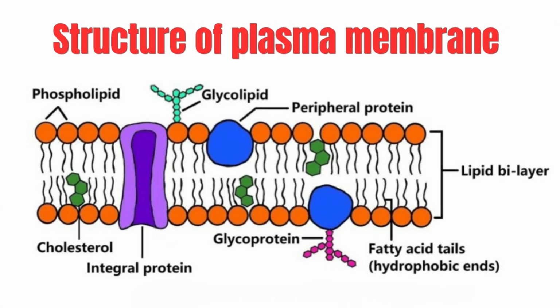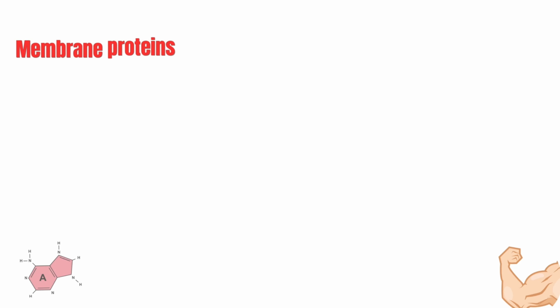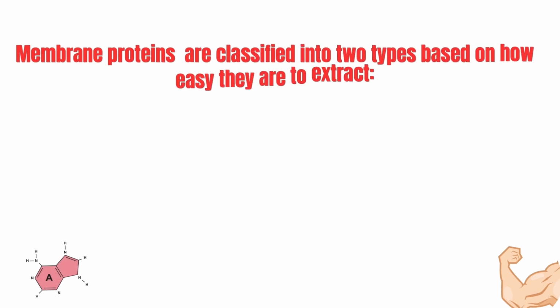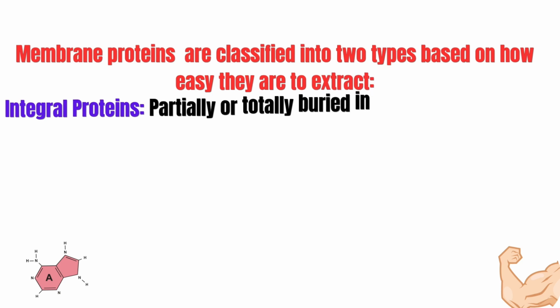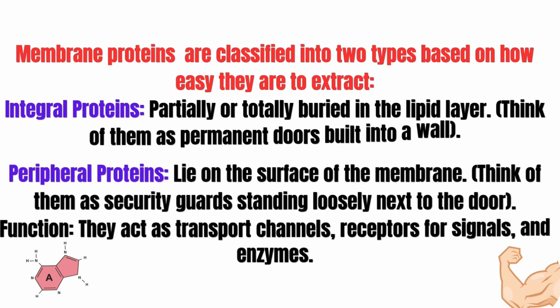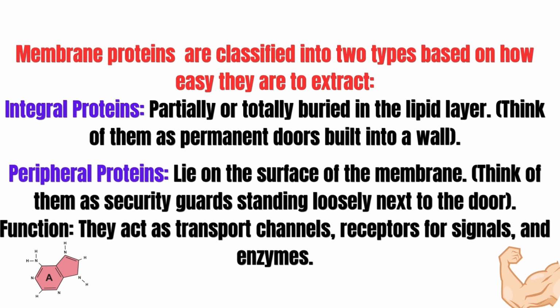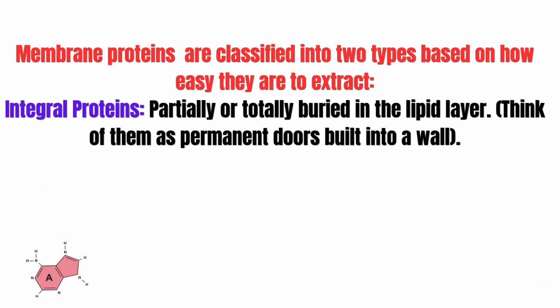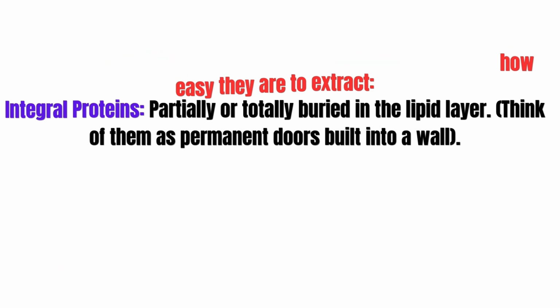Let's look at the structure of the plasma membrane. Membrane proteins are classified into two types based on how easy they are to extract. Integral proteins, partially or totally buried in the lipid layer. Think of them as permanent doors built into a wall. Peripheral proteins lie on the surface of the membrane. Think of them as security guards standing loosely next to the door. Function: they act as transport channels, receptors for signals, and enzymes.